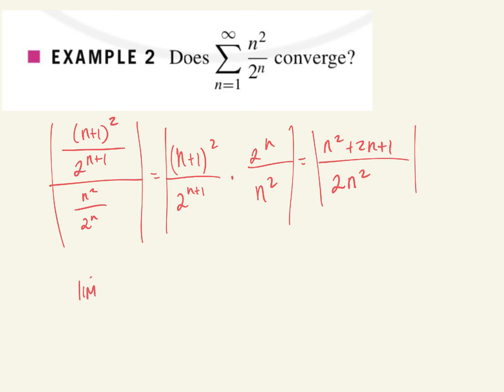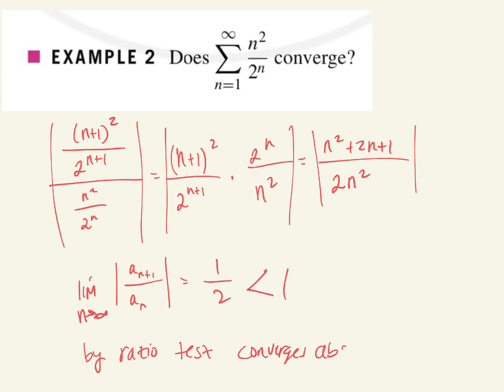Now when I take the limit of that, again, the definition would be written as the limit of a sub n plus 1 over a sub n. In this case, the limit is equal to a half. We care about the fact that 1/2 is less than 1. So it converges absolutely. Exactly. So by the ratio test, it converges absolutely. All right, so now the next example is one that does not converge, so therefore it diverges.